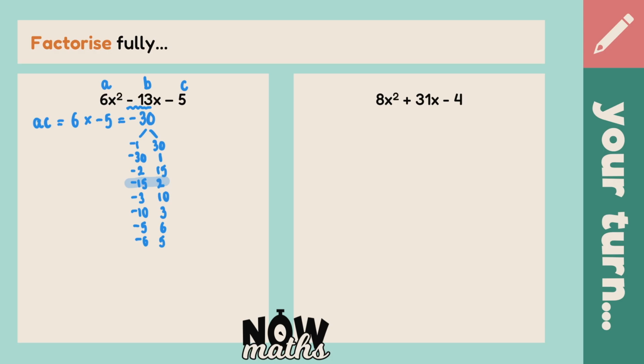So we now go back to the original quadratic, and instead of writing negative 13x, we write a negative 15x and a positive 2x. So we have 6x squared, subtract 15x, add 2x, subtract 5. And this quadratic is identical to the one above, and we now factorise in 2 halves.